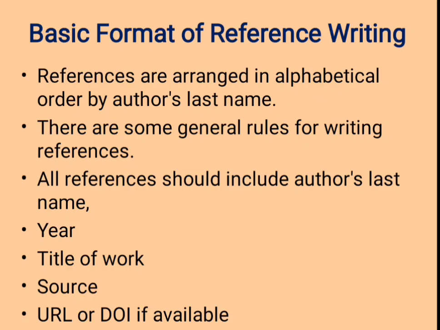Now there is a basic format of reference writing according to APA that the researcher must follow. References are arranged in alphabetical order by author's last name. Some general rules of reference writing include the author's last name, year of that work, title of the work, source, URL or DOI if available. This is the basic format of reference writing, and these are the basic information required while writing the references according to APA 7th in a research paper.